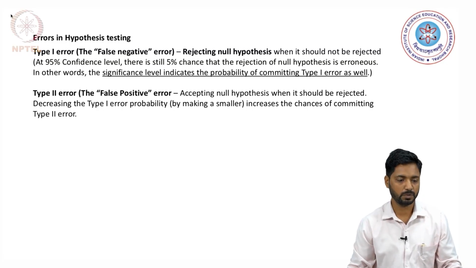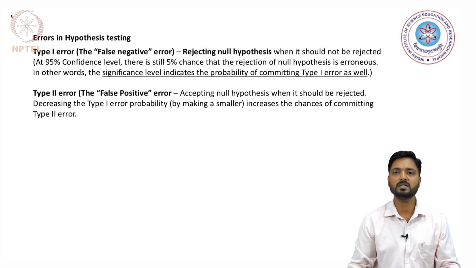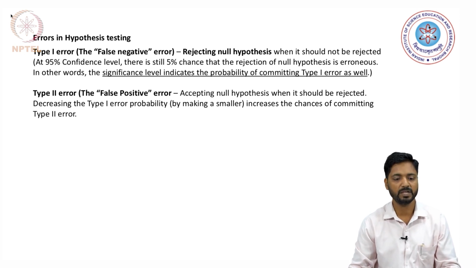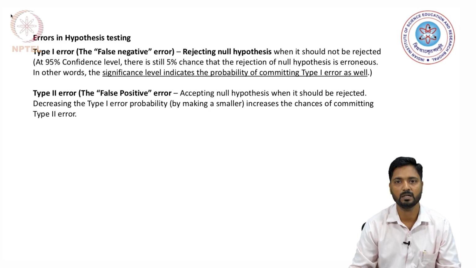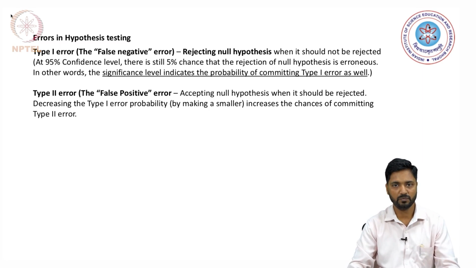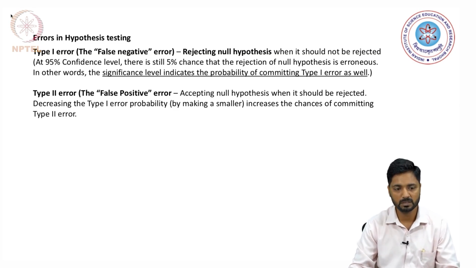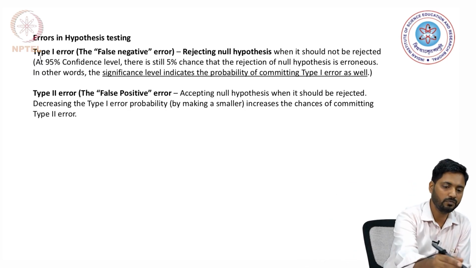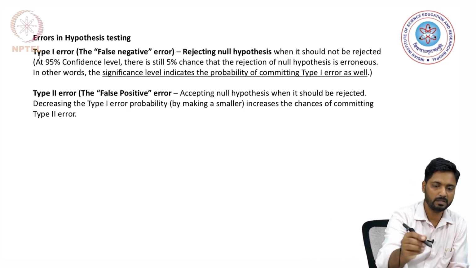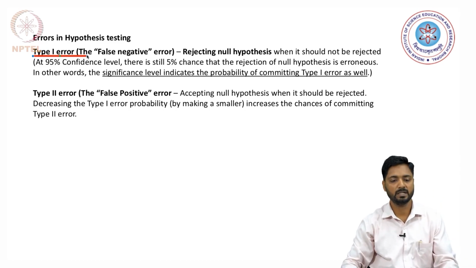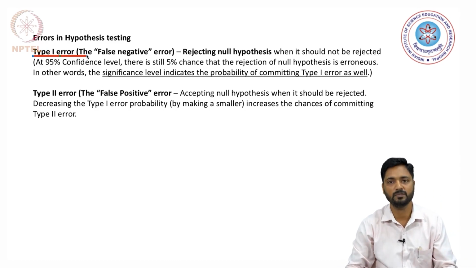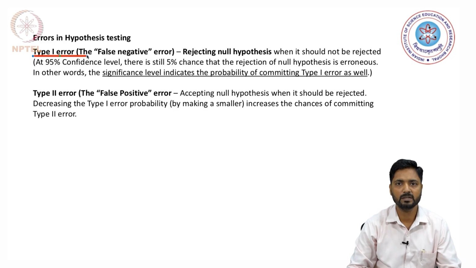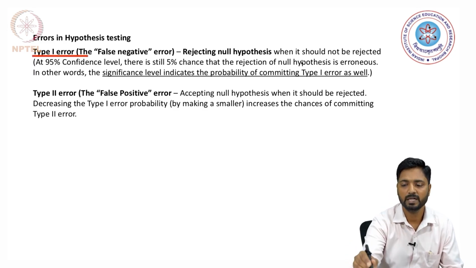Now let me talk to you about the errors that can creep in when we do our hypothesis testing by applying the T or Z tests. There are two types of errors that we can encounter while making our inference. The first one is known as the type 1 error, and it is also known as the false negative error. And what it means is that we are rejecting the null hypothesis when it should not be rejected.